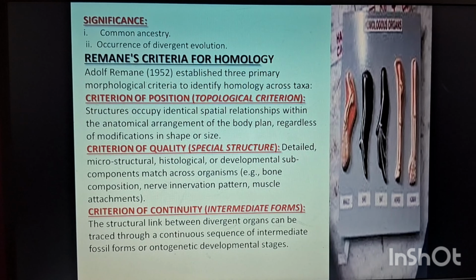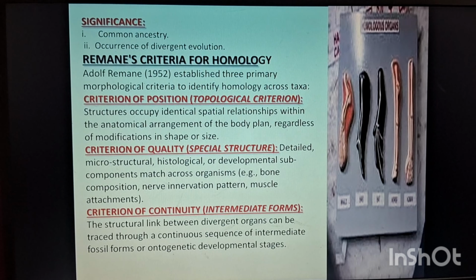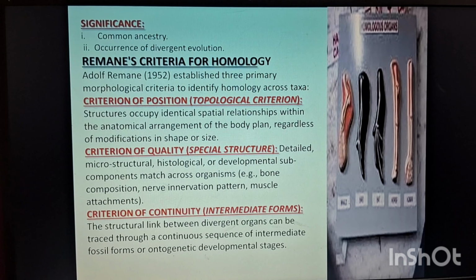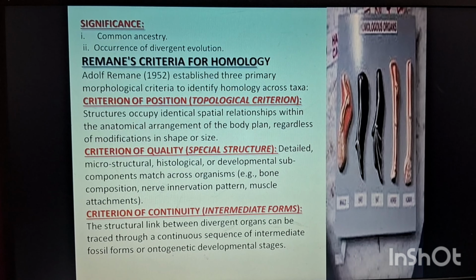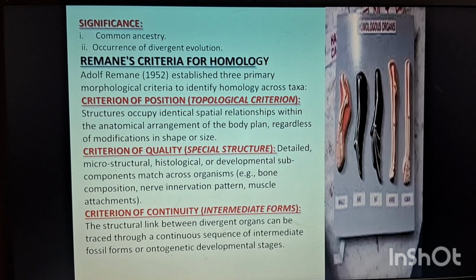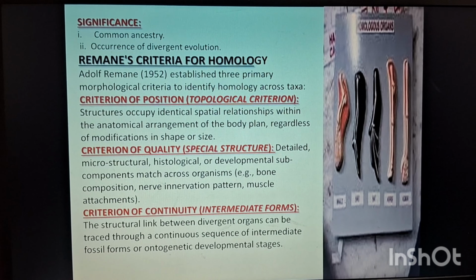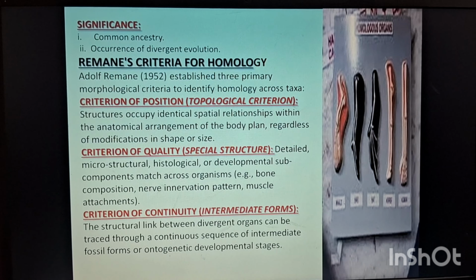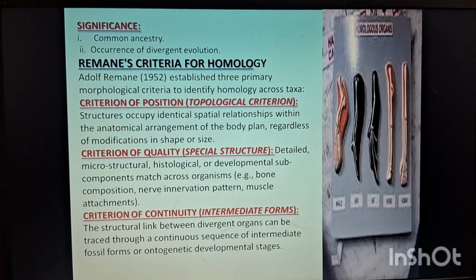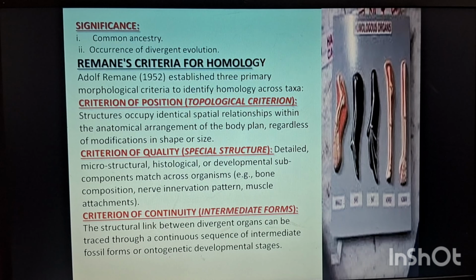Next, Remane's criteria for homology. Adolf Remane established three primary morphological criteria to identify homology across taxa. First, criterion of position, that is the topological criterion. Structures occupy identical spatial relationships within the anatomical arrangement of the body plan, regardless of modification in shape or size.